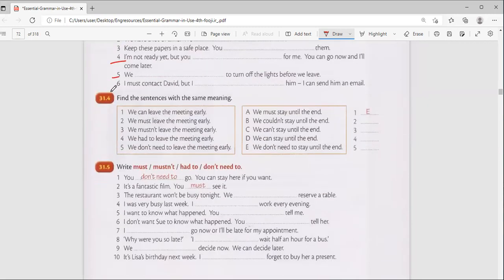Now, if you look at 34, it says find the sentences with the same meaning. Very important. For example, number 1 says, we can leave the meeting early. So that means we must stay? No, they're saying we don't need to stay until the end, isn't it? Because we can leave the meeting early, that means we don't need to stay until the end. Is that okay?